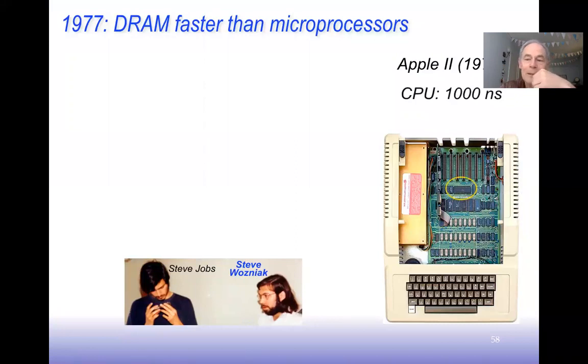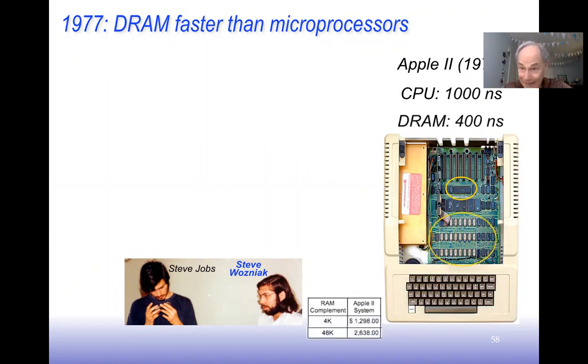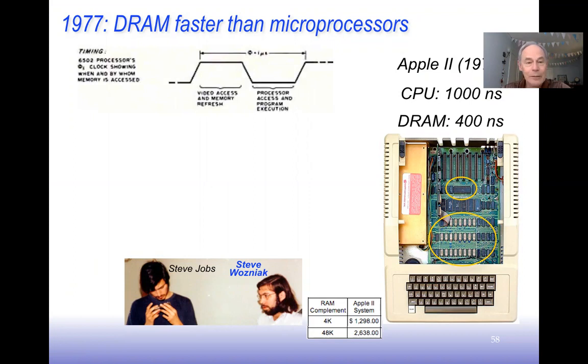Back then, CPUs had a clock period of 1,000 nanoseconds, about a microsecond. And DRAM memory could be accessed in about 400 nanoseconds. So the DRAM was actually faster than the CPU, more than twice as fast. This is the clock period used for clocking the CPU, that's the 1 microsecond. You can see here, it's a little blurry, sorry. The first half of the clock period was used to access the memory for the video refresh, the video screen, and the second half was for the processor to access data or instructions.